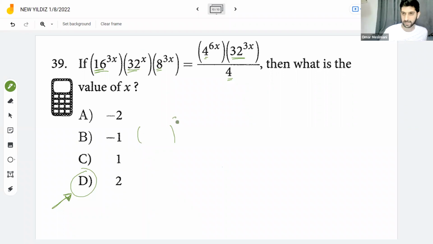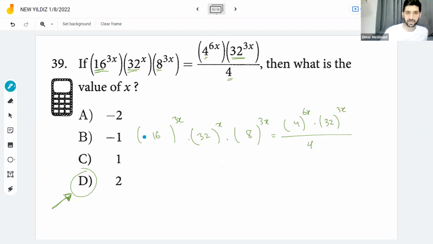16 to the power of 3x multiplied by 32 to the power of x multiplied by 8 to the power of 3x. All of that equals 4 to the power of 6x multiplied by 32 to the power of 3x, all of that divided by 4.